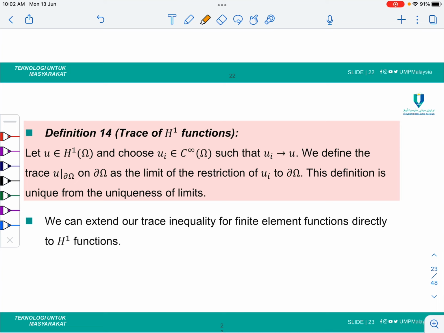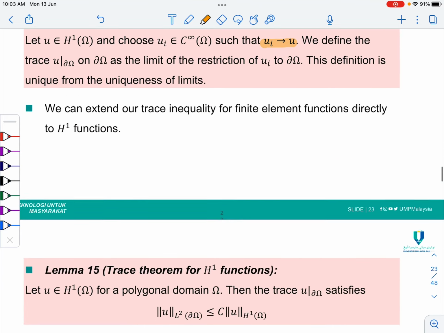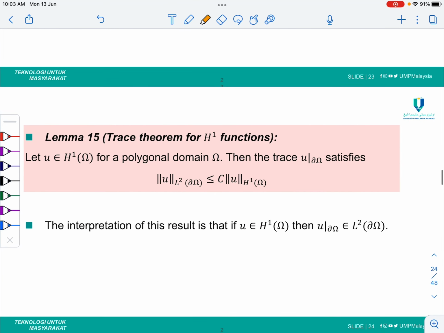In this definition, let u be in H^1(Ω) and choose u_i, a sequence such that u_i converges to u and u_i is in C^∞. We define the trace of u on the boundary as the limit of the restriction of u_i to the boundary. This definition is unique from the uniqueness of limits. Then we can extend our trace inequality for finite element functions directly to H^1 functions. Lemma 15, this is a trace theorem for H^1 functions.